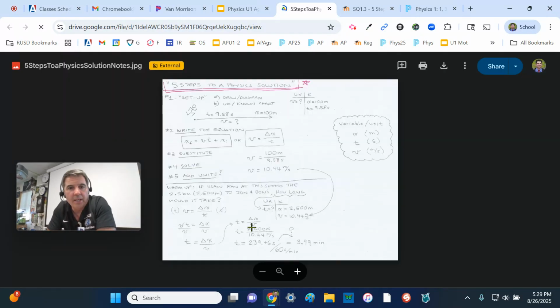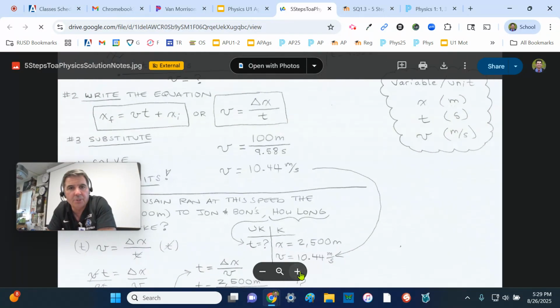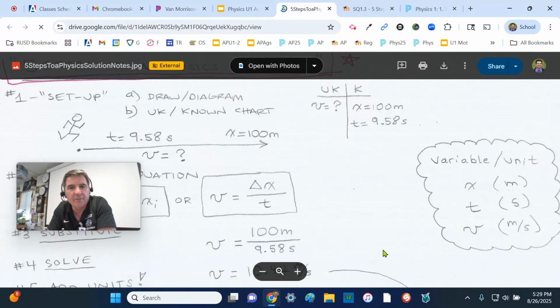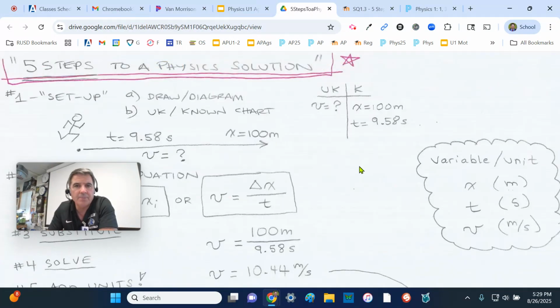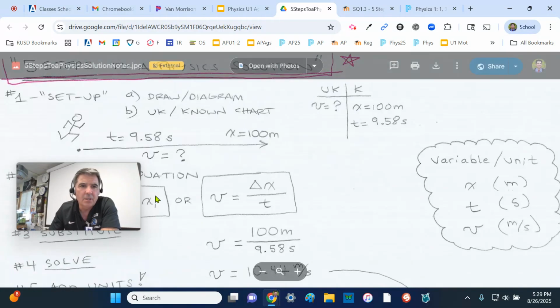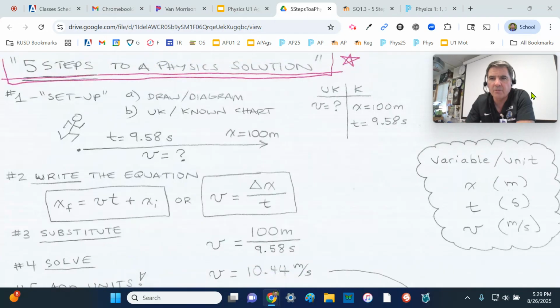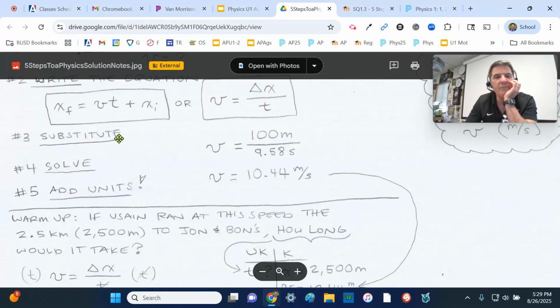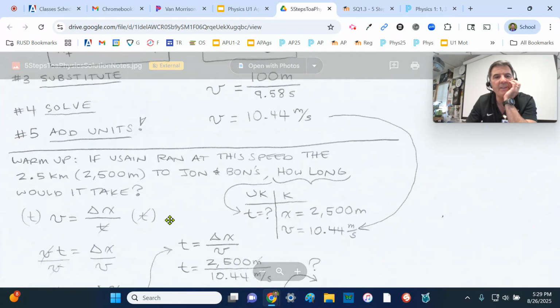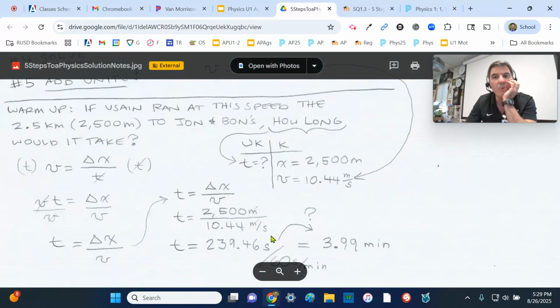This is called 5 steps, and the 5 steps to solution are going to ask you to do this stuff, right? It says 5 steps to a physics solution. That stupid bar keeps coming back, but I can't get it to stay away. That's kind of a pain. But here are the 5 steps: 1, 2, 3, 4, 5. And then down here, I'm doing it without numbering it.